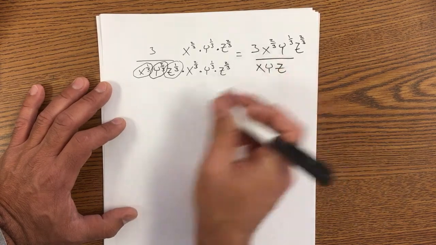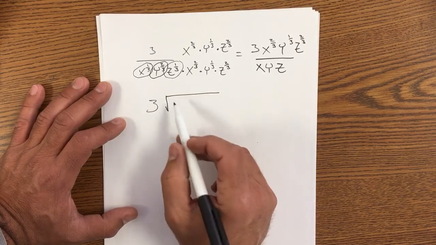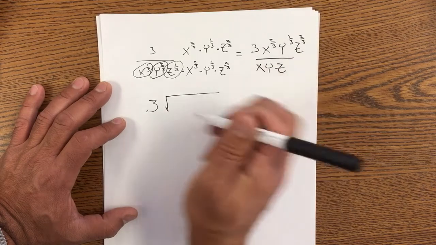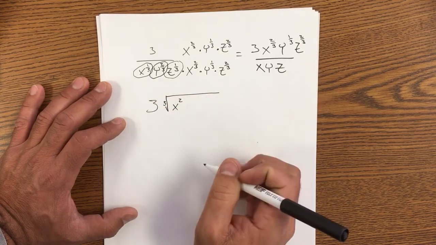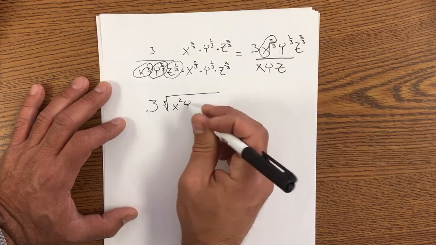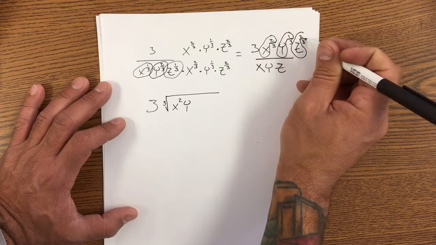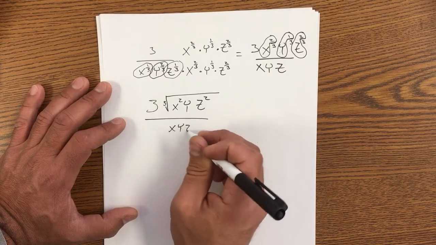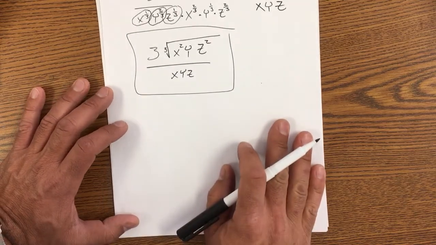So the 3 is on the outside because it doesn't have a fraction exponent. All of the exponents have a denominator of 3, so that's going to be my index. I'm going to have x squared on the inside because of this. I'm going to have y to the 1 on the inside because of this. And I'm going to have z squared on the inside because of this. The denominator stays the same. So that's writing it as a radical.